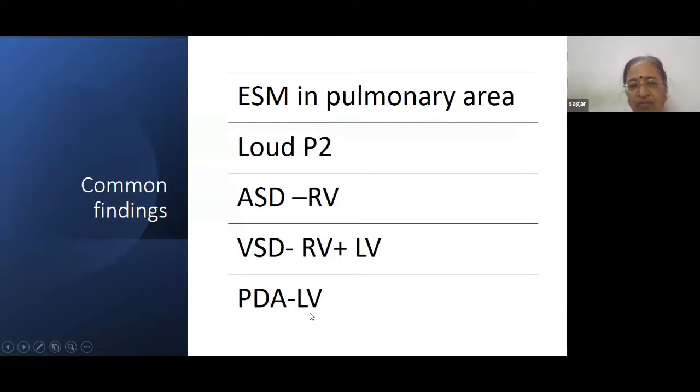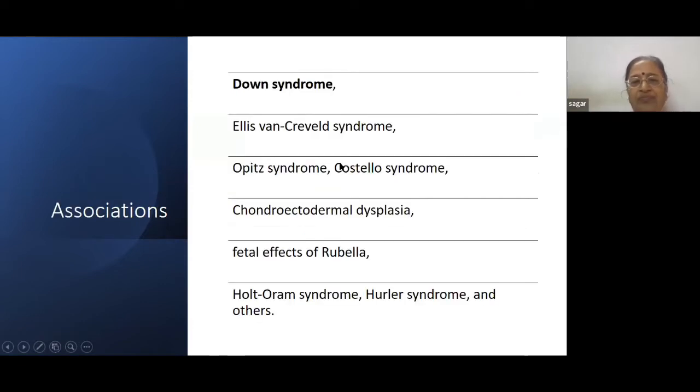If you look at ASD, VSD, and PDA, these are connections at different points in the circulation, isn't it? ASD is at the level of the atrium, so the load falls on the right ventricle. VSD is at the level of the ventricle, so both ventricles are involved, whereas PDA is at the level of the aorta to pulmonary artery, so only the left ventricle is involved. Just imagine that these shunts are happening at different levels of the circulation, and so their findings are different, but all of them translate into pulmonary hypertension. So an ejection systolic murmur in the pulmonary area and a loud P2 is what we will always see.